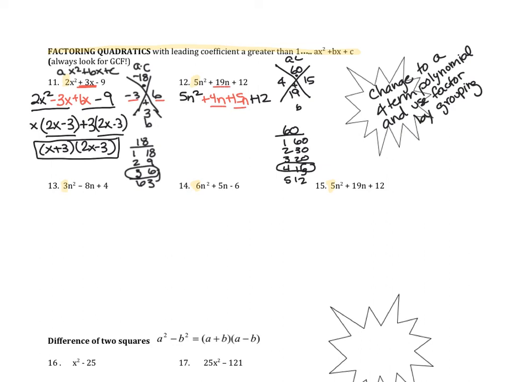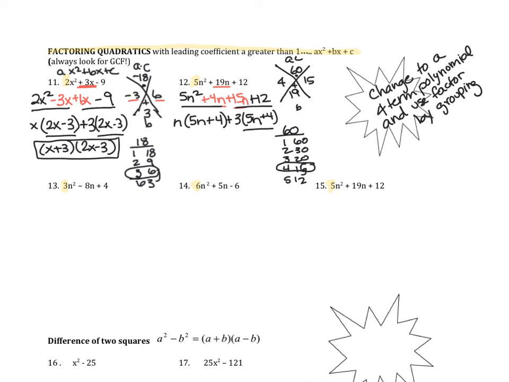Okay, so now I'm going to group my first two, and I'm going to group my last two. My first two have only an n in common, and 5n squared divided by n is 5n, and 4n divided by n is 4. 15n and 12 have a 3 in common. Make sure you have your plus sign in front of your 3. 15n divided by 3 is 5n. 12 divided by 3 is 4.